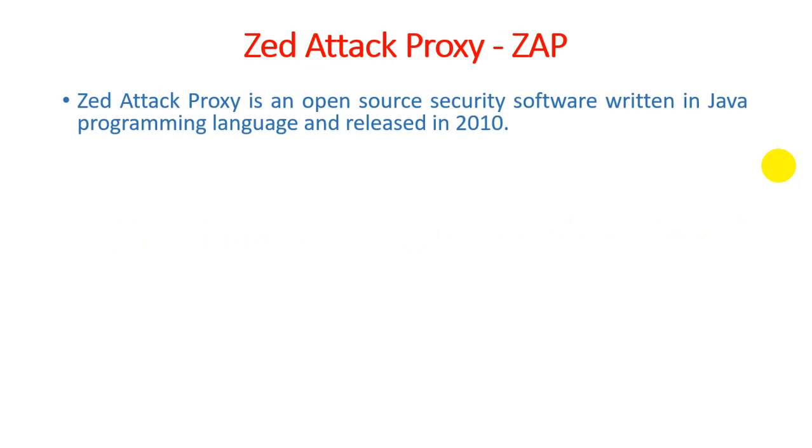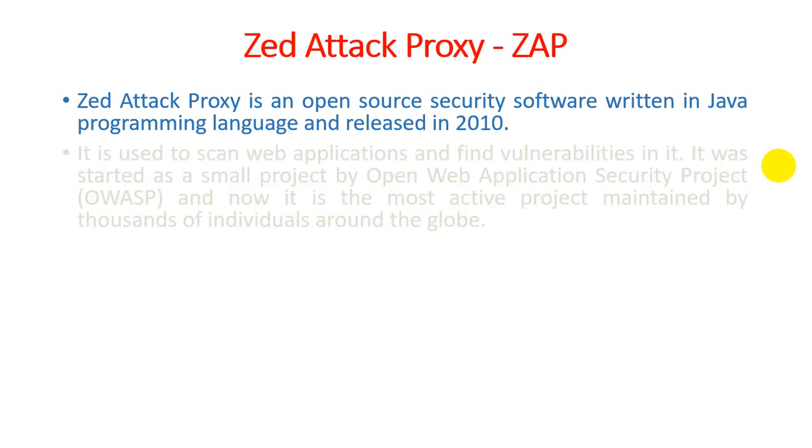What is ZAP? Zend Attack Proxy is an open source security software written in the Java programming language and released in 2010. If your software or project works on a platform independent basis, then it is really useful because it supports cross-platform operating systems. Zend Attack Proxy is based on the Java language, and we know that Java is platform independent. It was released in 2010, nearly a decade ago.